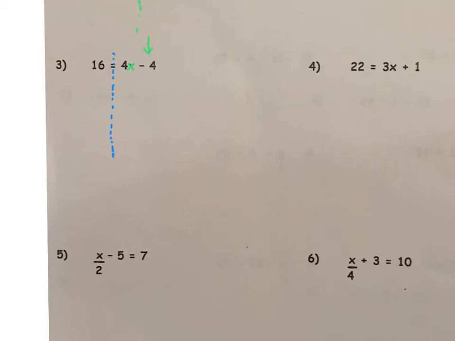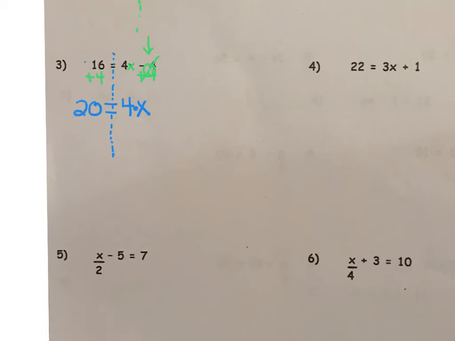Let's get rid of the minus 4 first. Do the opposite or the inverse. But what you do to one side, you must do to the other. It zeroes out this term, and we're left with 4x on the right, and on the left, 16 plus 4 makes 20.